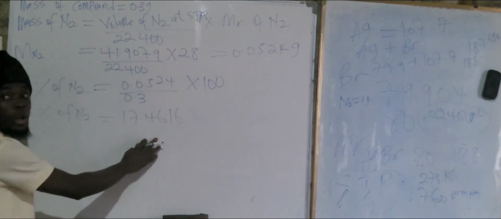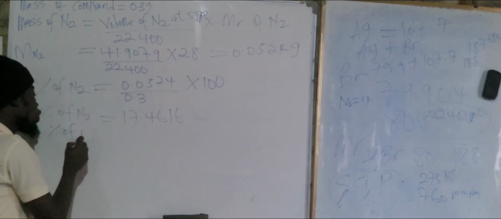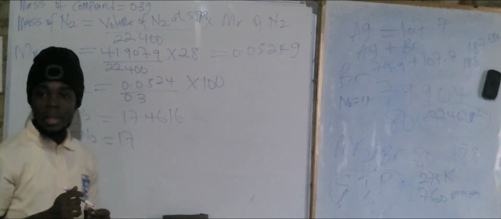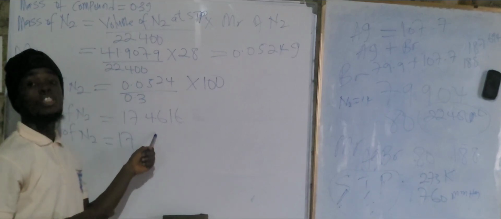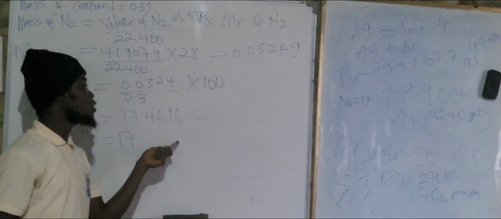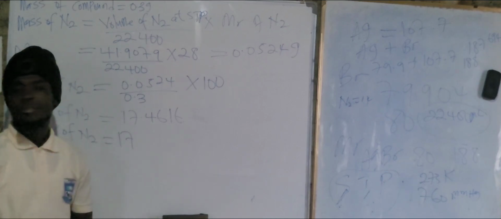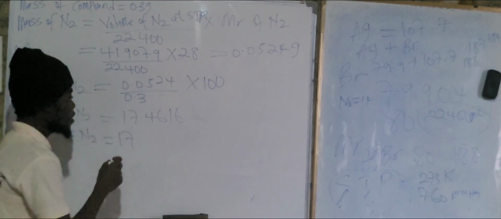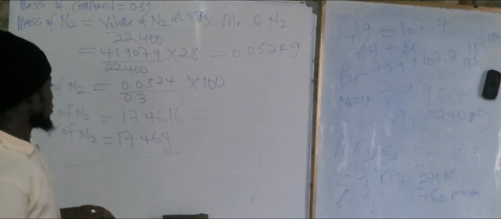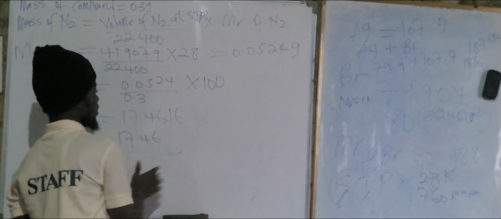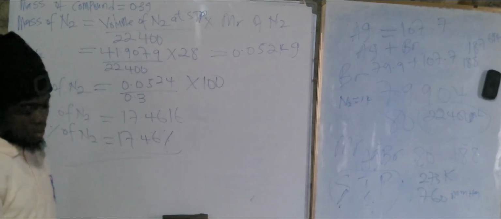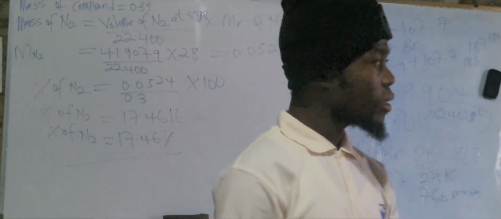Now you can answer this way, but make sure you show your working. You can leave it at 17.5, or 17.46, or 17.462, and it is still okay. So let me write 17.46. Sorry, percent. This is percent. That is all. Hope you see that. Good. Let's take it out.